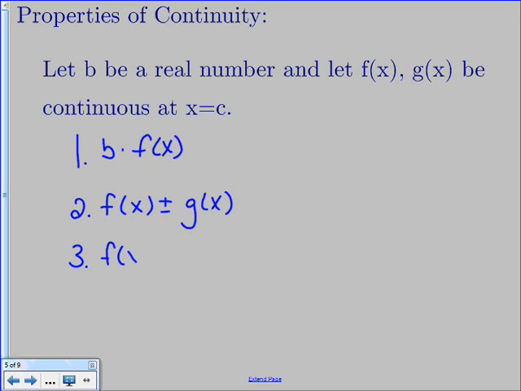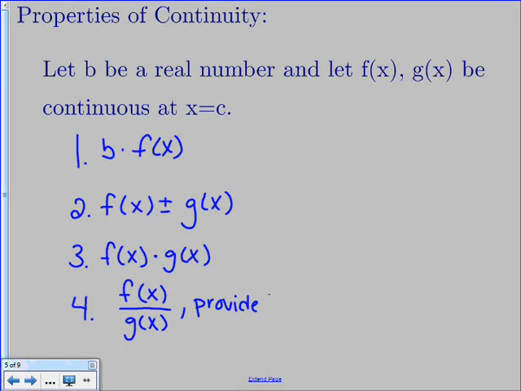So along these same lines, we're just going to continue with our other operations. We can also multiply 2 continuous functions at a point to get another continuous function at that point. So multiplying f of x and g of x together is going to be continuous at c. And then if we have division left, so f of x divided by g of x is going to be continuous at c, provided that g of c does not equal 0. So as long as that denominator is not going to be equal to 0 at c, you'll still have a continuous function at the point c. So those are 4 important properties to be aware of.